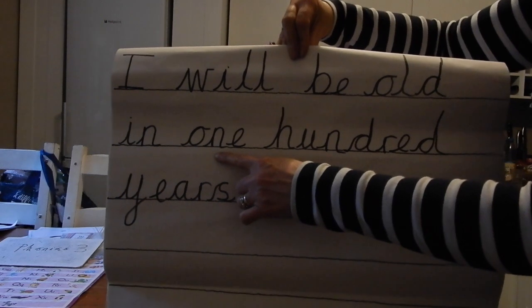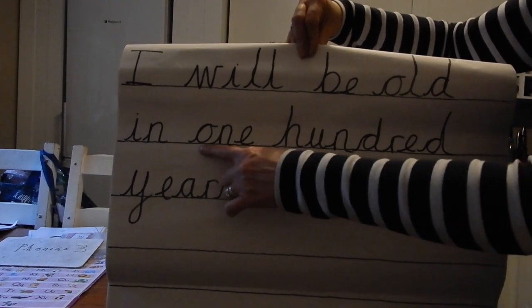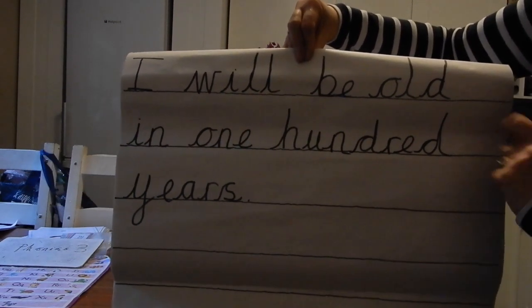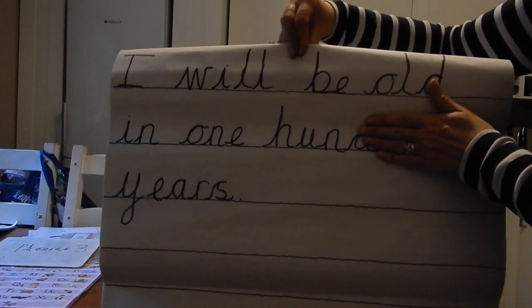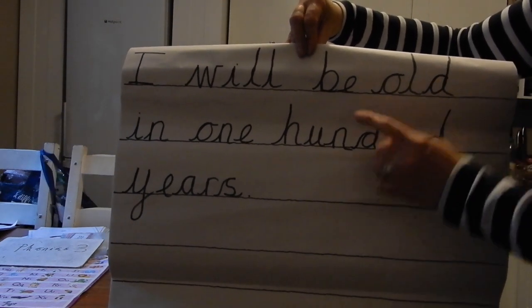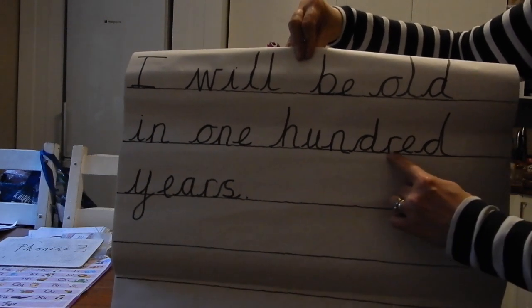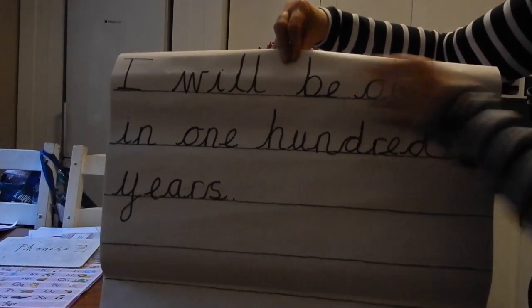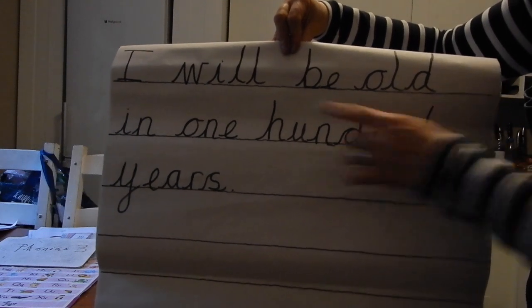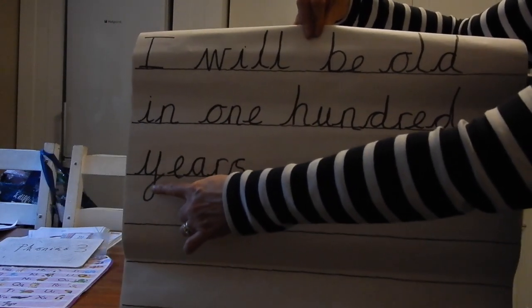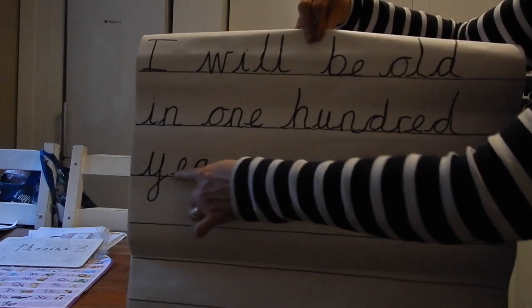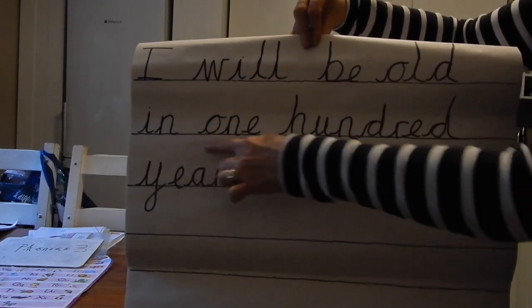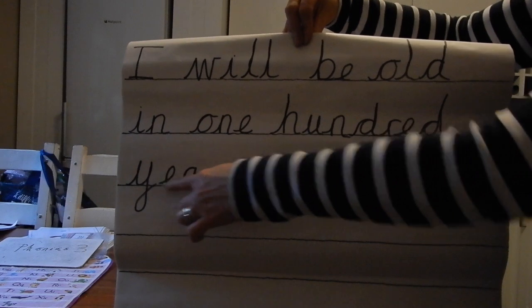in, common exception word, looks like one, but we don't say one, we say one. I will be old in one, two syllable word. Let's deal with the first syllable. Hun. Dred. Hundred. I will be old in hundred. Got a trigraph in this. Years. I will be old in 100 years.